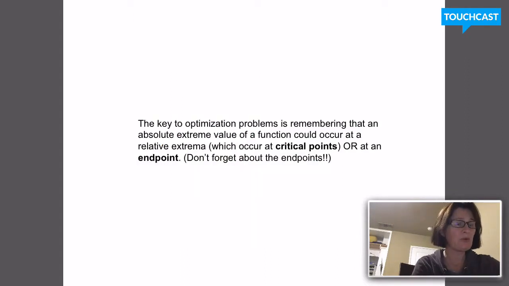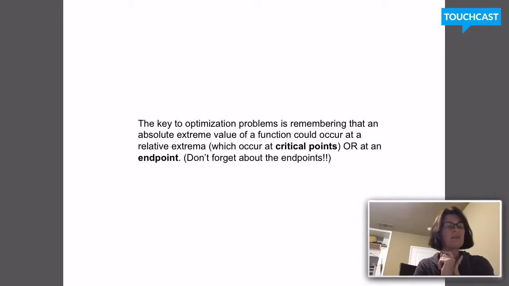The key to optimization problems is remembering that theorem from 4.2 or 4.1 that didn't even really have a name. It just said that if there's going to be a maximum value, a relative maximum or an absolute maximum of a function, there are only 3 possible places that we even have to consider. The maximum can happen at an endpoint, or it can happen at a local extreme value, and those only occur at critical points. So I have to check endpoints, I have to check places where f prime equals 0, and I have to check places where f prime is undefined.